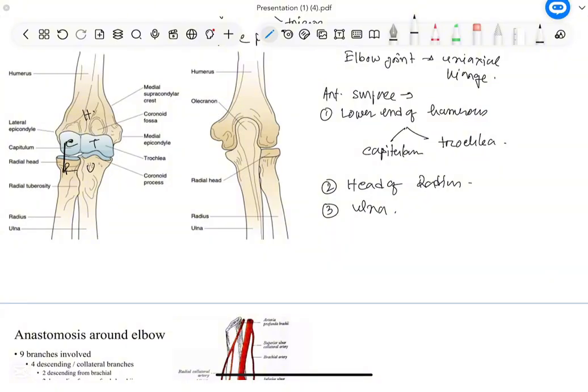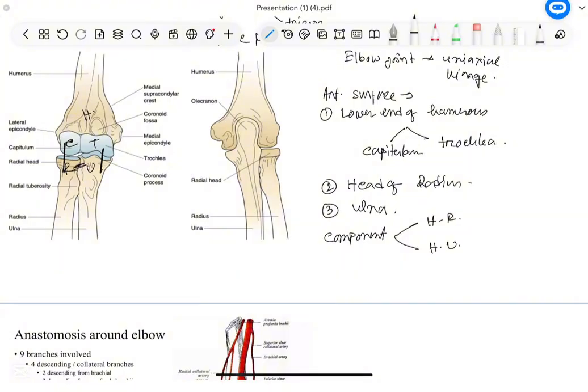Now here you can see the capitulum and radius attached, so there will be a humeroradial component. The trochlea is attached with the ulna, so there will be the humero-ulnar component. So if anyone asks you how many components you are going to get in the elbow joint, you can say there are two components. Number one is the humeroradial component, number two is the humero-ulnar component.